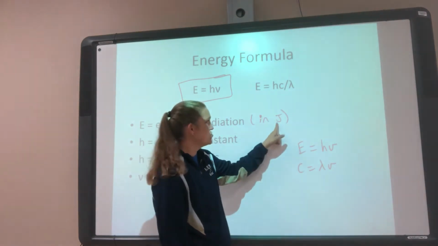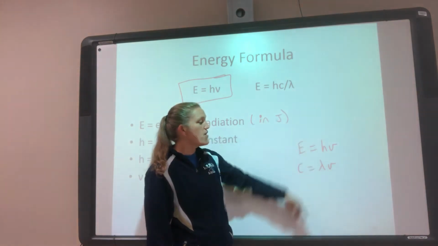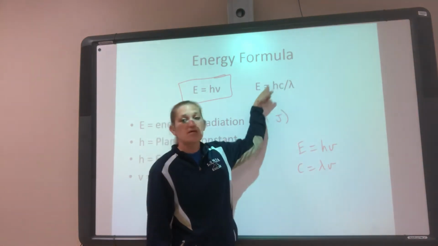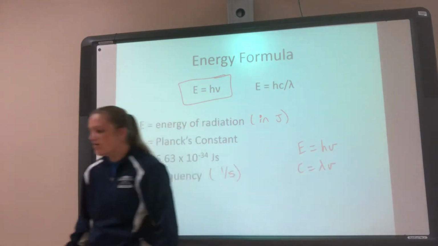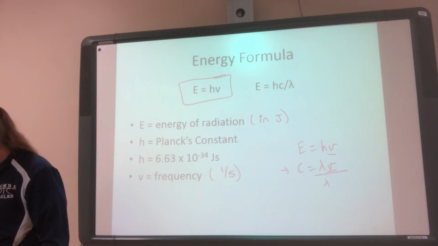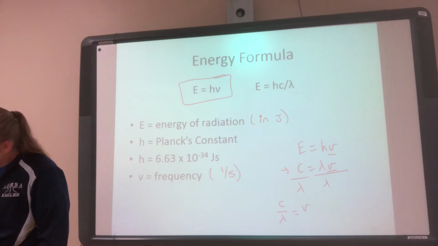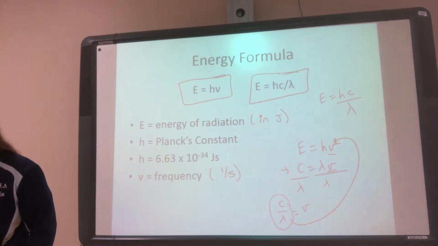E is my energy, still in joules. h is Planck's constant. c is my speed of light, same as here. And lambda is my wavelength in meters. How we get this combined light equation is from these two. My similar unit is my nu. So I want to rearrange the wave equation to solve for nu. I'm going to divide both sides by lambda so that I get c over lambda equals nu. Then I take this whole thing that represents nu and plug it in here, so that I get E equals h, and for nu it was c over lambda. And that's how I get my combined light equation.